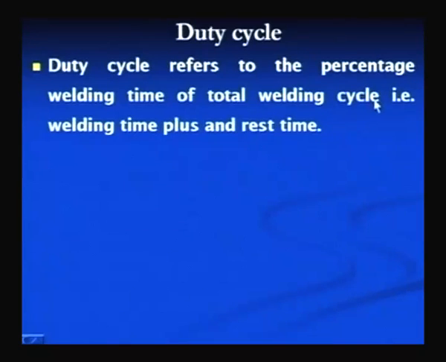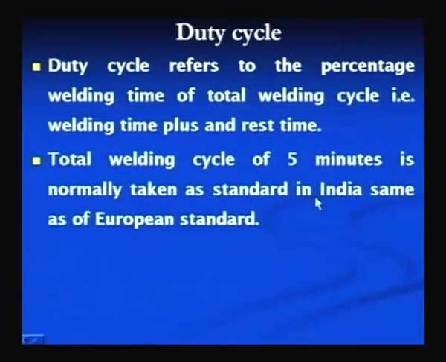So, the total weld cycle time that is considered as a standard is different, and this standard time value is different in different countries. Like the total weld cycle of 5 minutes is normally taken as a standard in India, and the same is also used as a European standard, while as per the American standard the total weld cycle of 10 minutes is considered as a standard.